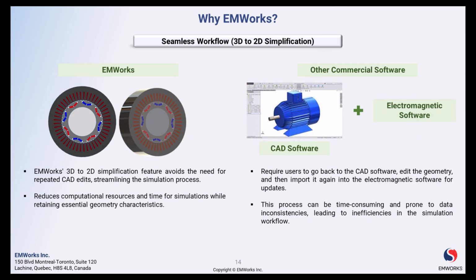EMWorks also provides a seamless workflow between 3D and 2D simulations. Engineers can quickly simplify complex 3D machine or electronic models to 2D for faster computation. This avoids the hassle of recreating 2D CAD geometry from scratch as needed in other tools. Analyzing the same design in both 3D and 2D provides an efficient modeling workflow.